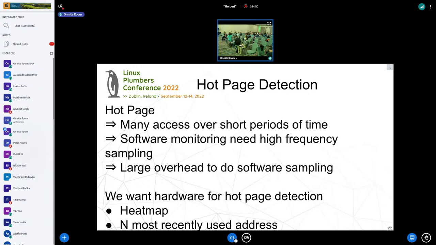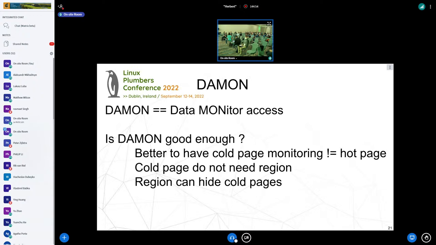So that's the hot page situation. The cold page detection I wanted to point out also: I think the daemon is not really well adapted for cold page detection. The access bit, like I was saying, is really good for cold pages. I think cold pages are kind of solved, really. I don't think anybody else has anything besides the access bit.